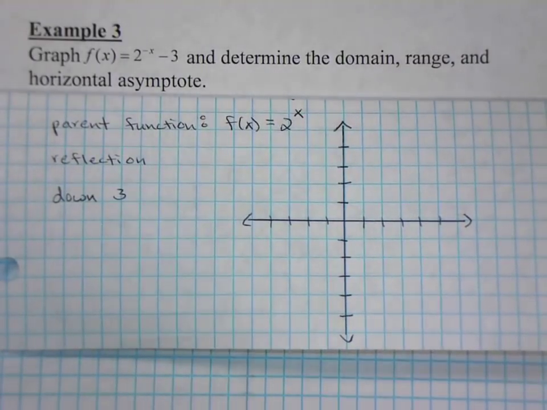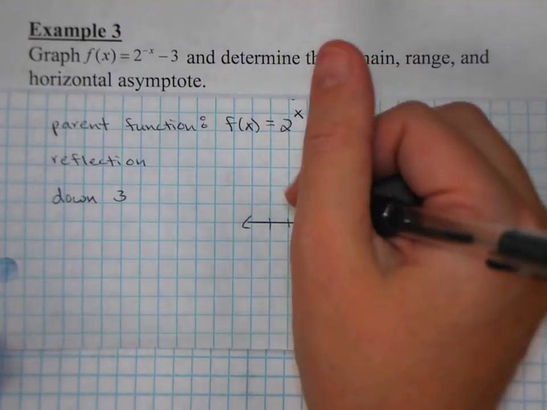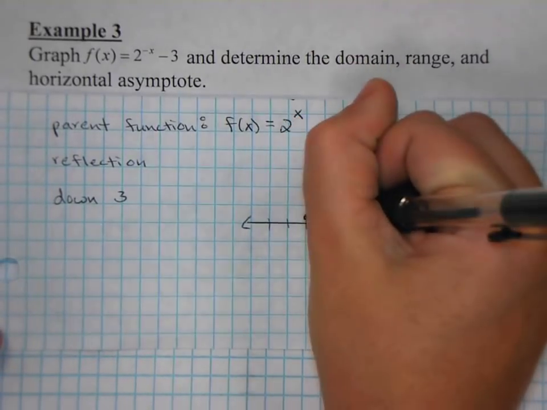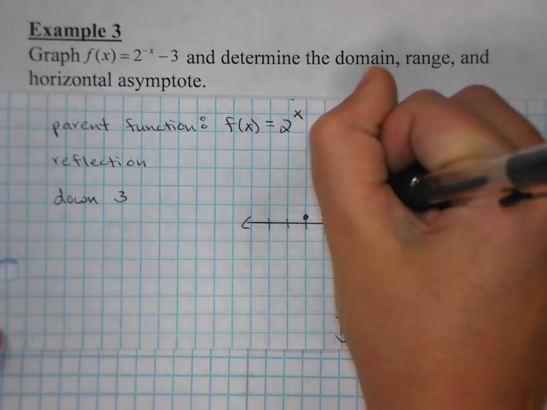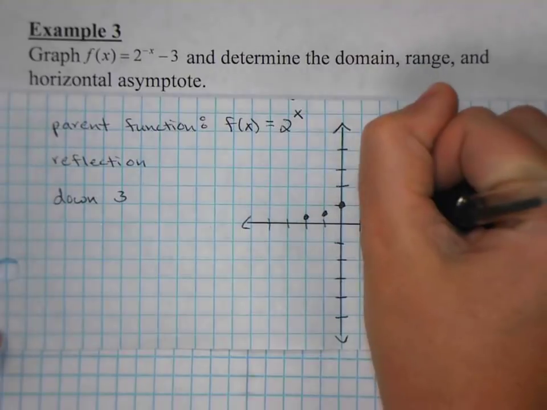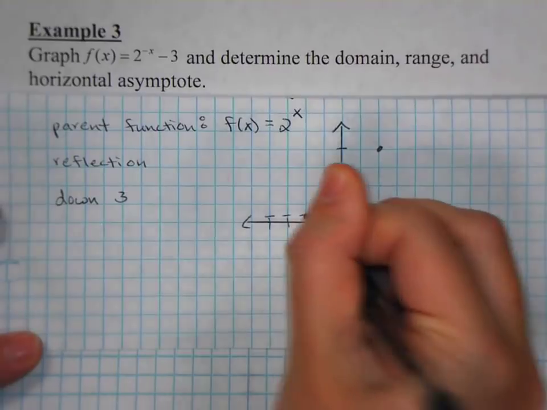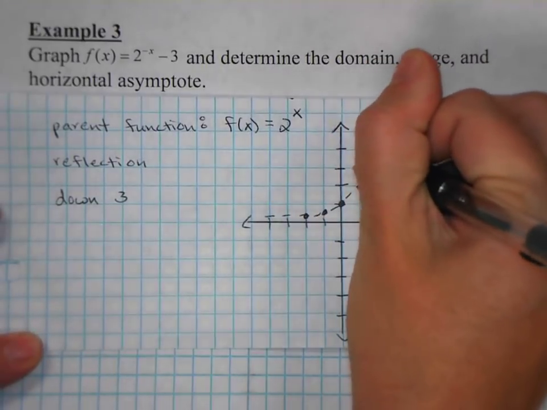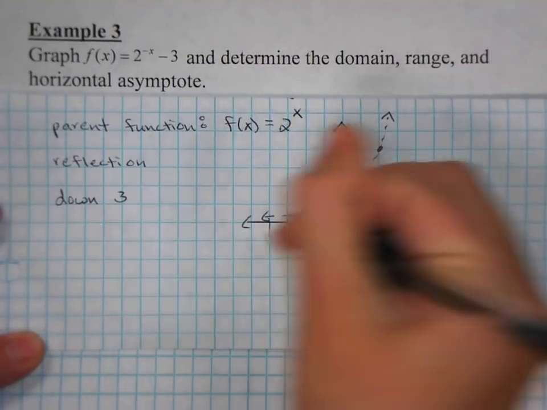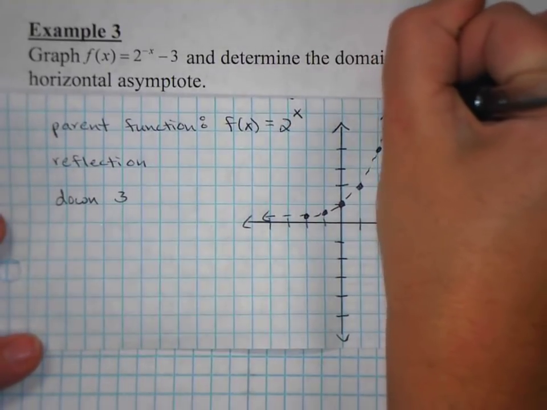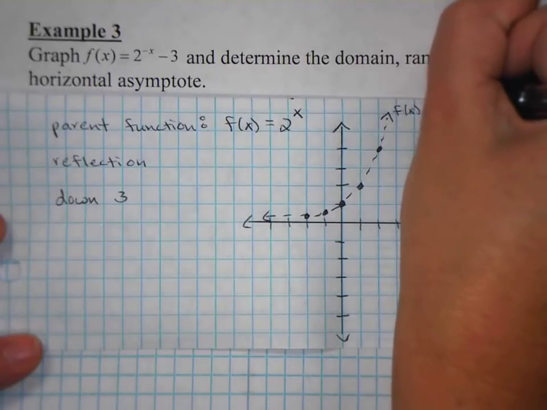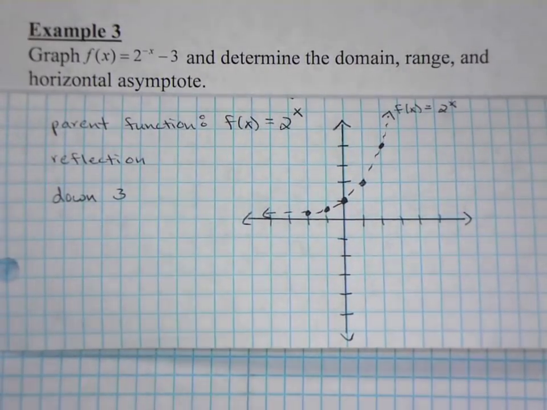So again, to start with the same points that I saw in example 1, what was it? Negative 2, we had 1/4, negative 1 was 1/2, 0, 1, 1, 2, and then 2, 4. And this is f of x equals 2 to the x. So just making sure that you understand this is not my actual final answer. This is the parent graph.